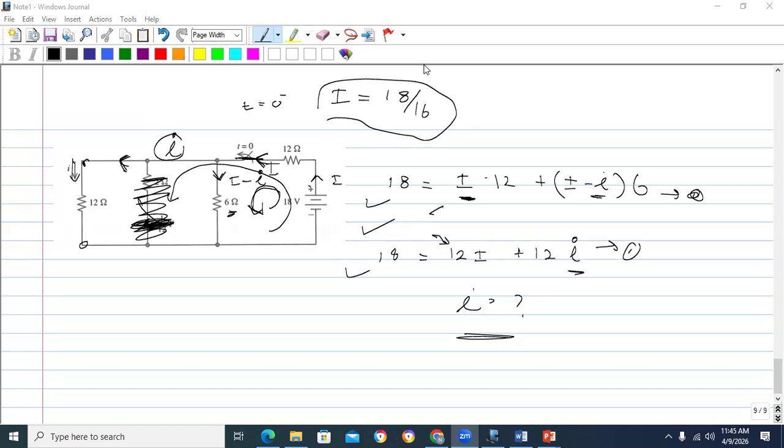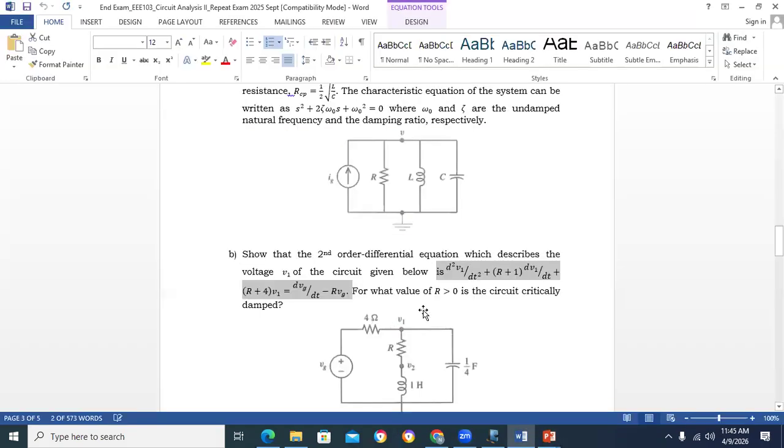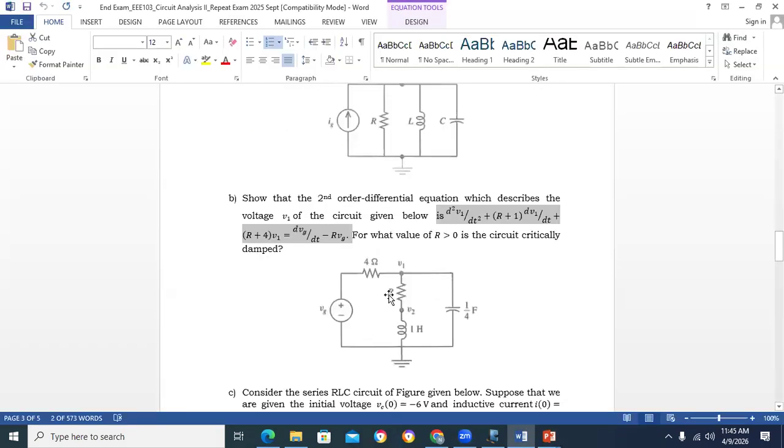Okay, now this is an RLC circuit. So definitely it should be a second order differential equation. At least try to write the equation. Maybe if you write the equation correctly, some part is there, so you will get some marks.